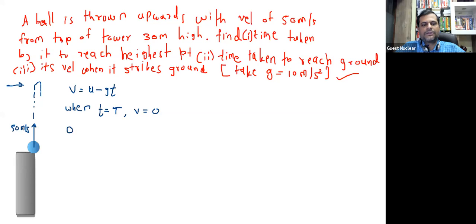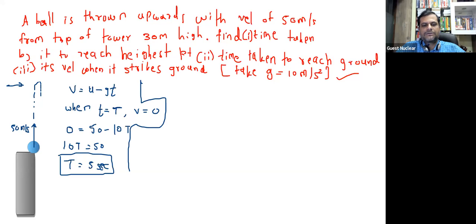So just put v equal to 0 here: 0 equal to 50 minus g, which is given to be 10, into capital T, so that we get 10t is equal to 50. What does it mean? t is actually equal to 5 seconds. So the time of going up, 5 seconds, we have got once again.